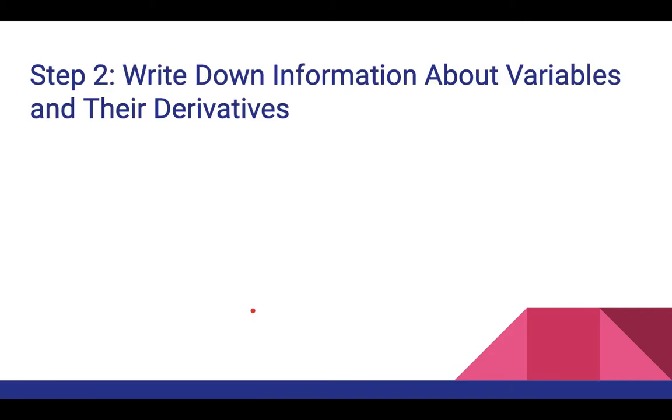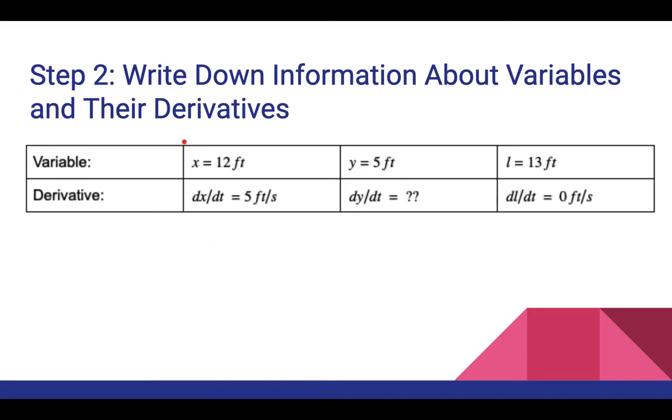So step 2, in order to help us determine whether we're going to need Pythagorean's theorem or trigonometry here, is to write down information about variables and their derivatives. So in this case, we know that the variable x is initially equal to 12 feet. We know the variable y is initially equal to 5 feet. And we know that the variable L is equal to 13 feet. Now, we know that x is changing at a rate of 5 feet per second. It's increasing at a rate of 5 feet per second. So we know that dx over dt, the rate of change of x with respect to time, is going to be 5 feet per second.